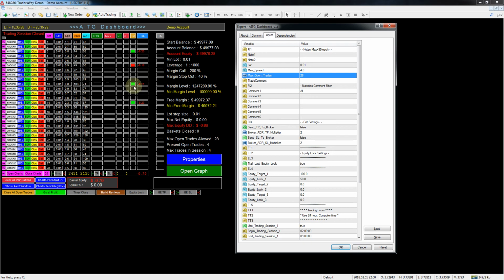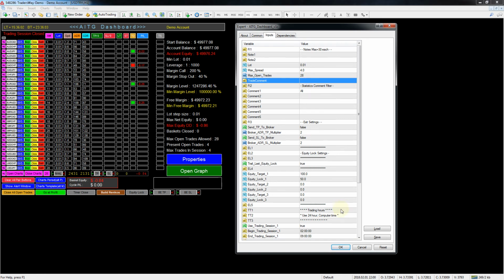But once you hit 28 and try to go past it, it will not let you take any more automatic trades. Now if you've got a small account and you're worried about your margin level, you may want to set this lower so you don't get too many open trades. It depends also on the trading system you use. Some trading systems have more open trades at a time than others, so you've got to watch that.